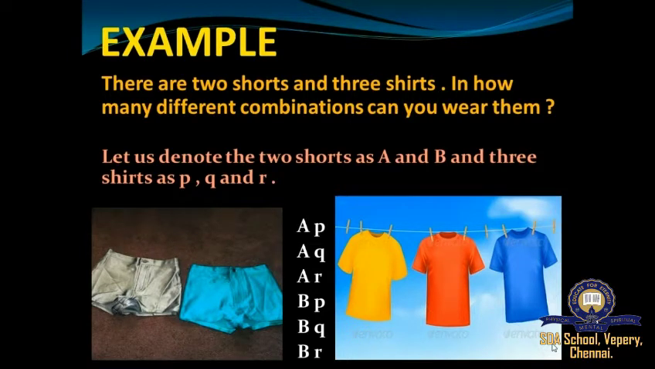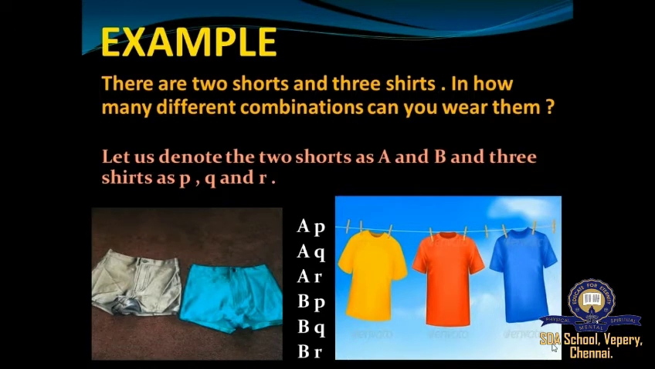Understood students? So first we are going to take the first short, that is A. I'm going to combine A with the first shirt, that is P. Again I'm going to combine the first short A with the second shirt Q, and then the first short A with the third shirt R. So I'm done with the first short. I have listed all the possibilities with the first short.